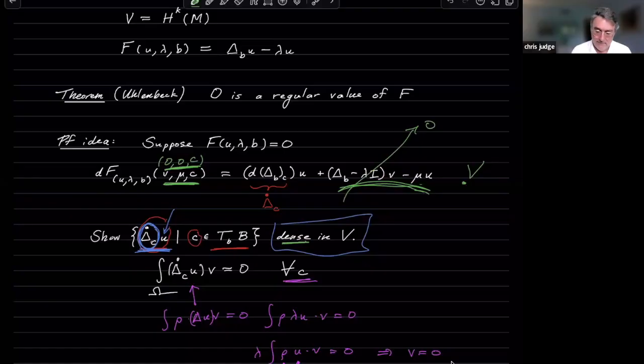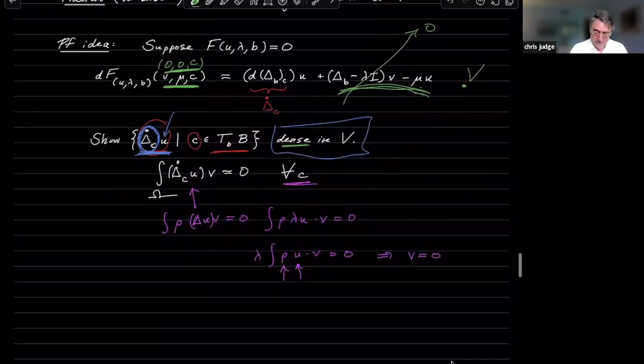So if I have one map from X to Y, and I want to show that f of X is dense, then I only need to show that f of A is dense for any subset A. That suffices. So I'm taking a subset, and the subset are the ones where V and mu are 0. Thank you for the question. Excellent question.